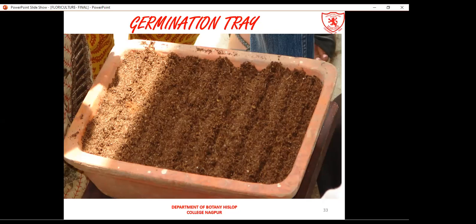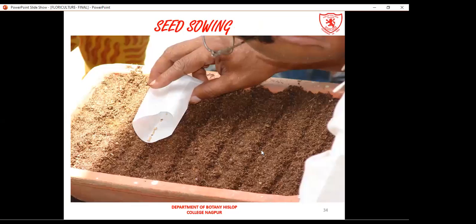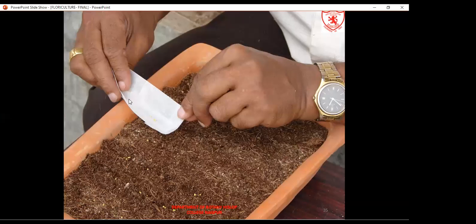Now this cocoa peat is mixed up with vermicompost, and because the seeds are so small, they are all germinated in these trays. The seeds are so small. So you can see these germination trays. We make areas, we earmark areas, and then we put the seeds in these designated places. And when we put the seeds, we generally put them with a paper. This ensures that the seeds lie in a straight line and they do not overlap each other.